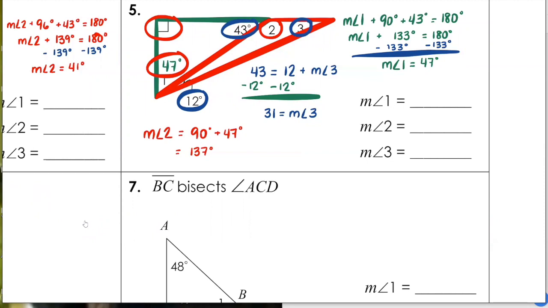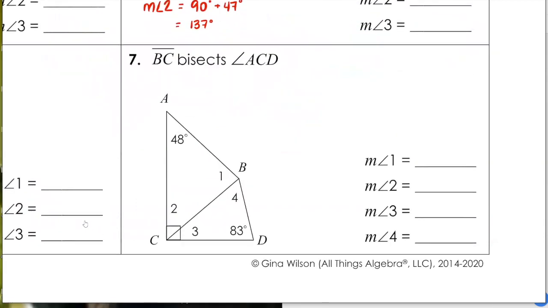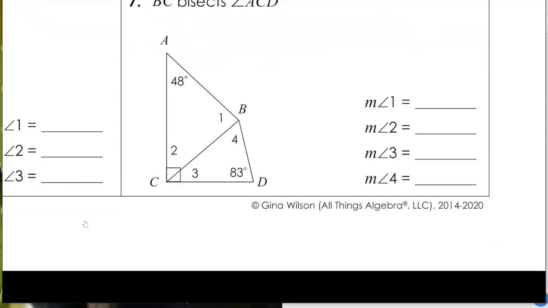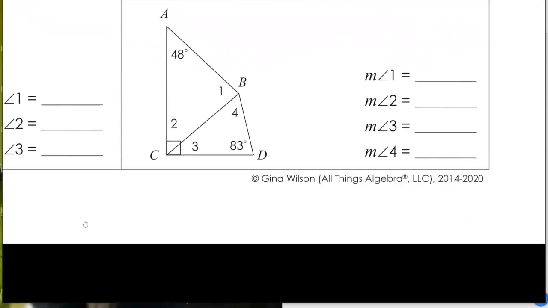Let's look at number 7, because 7 has something you guys missed on the test. Not all of us, but some of us. All right. So BC bisects angle ACD. What does it mean to be bisected? Cuts it in half. And if the measure of ACD is 90, and that rascal was bisected, what does that make each angle? 45 degrees. So 2 is 45, and 3 is 45.